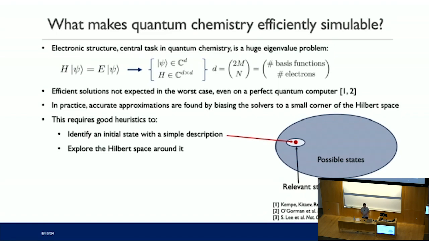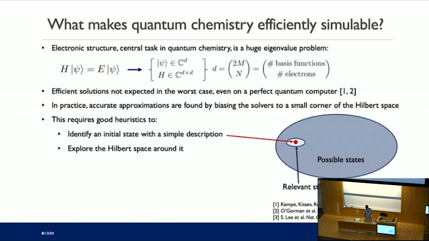So typically, this involves identifying an initial state with a very simple description, for example, a mean field state like Hartree-Fock, and then exploring the Hilbert space around it through methods like perturbation theory, coupled cluster. This is on classical computers, but you also do the same with phase estimation and VQE and any quantum algorithm. Although there are some nuances in how you explore the Hilbert space, but I won't go into that now.